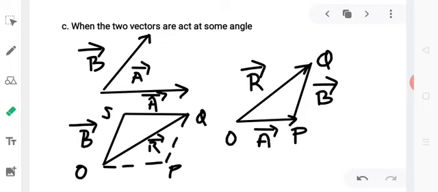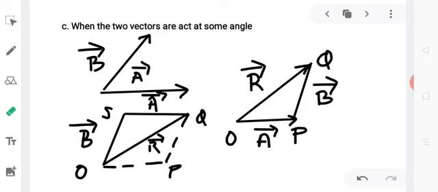So it is clear that the two vectors A and B are represented by the two sides OP and OS of parallelogram OPQS drawn from point O. Then the resultant R is represented by the side OQ, that is the diagonal of the parallelogram drawn from the same point O. This method of finding the resultant of two vectors is called parallelogram law of vectors.